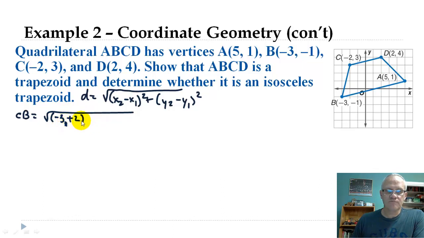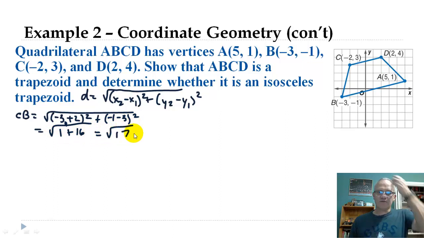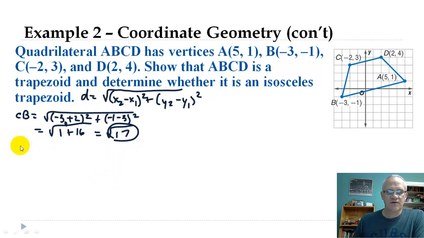Just disregard that. Negative 3 plus 2 squared, and then negative 1 minus 3 squared. So this is negative 3 plus 2 is negative 1 squared is 1. That's a negative 4 squared, which is 16. So for a total of square root of 17. Okay, that's our distance there. We'll see how that matches up with dA.